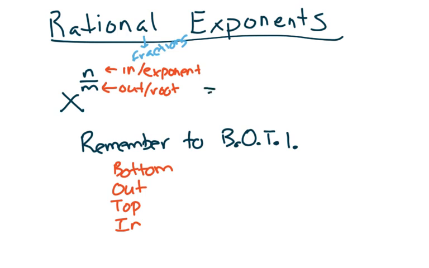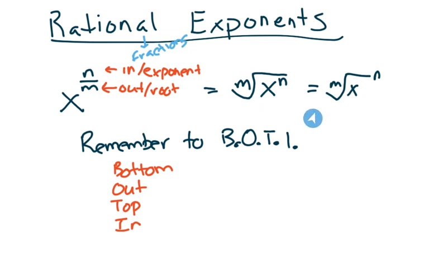So what does this look like? The bottom number goes out and tells us the root. So this is the mth root of x to the n. Now, order here doesn't matter, okay? So we could do the mth root first and then raise it to the nth power, or we could raise it to the nth power and then do the mth root. So another way we can think about this is the mth root of x all raised to the nth power.